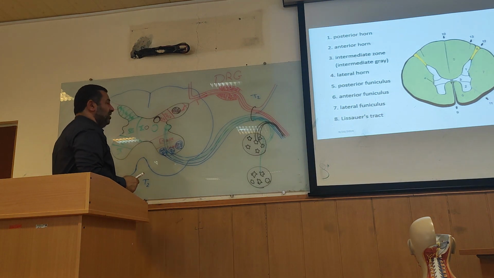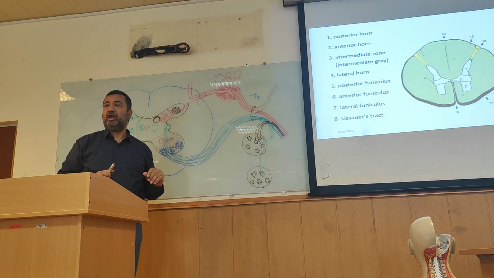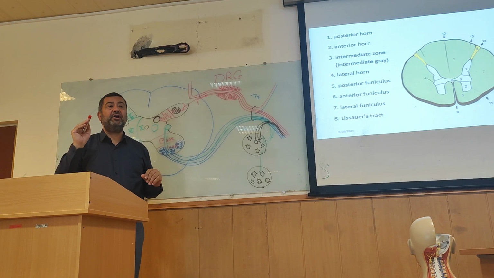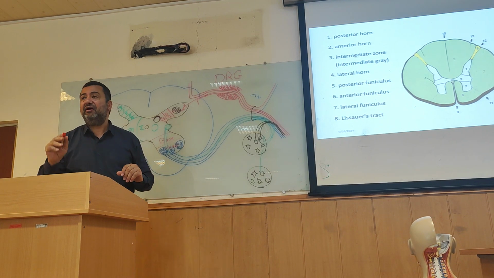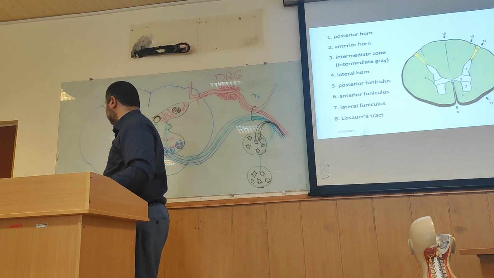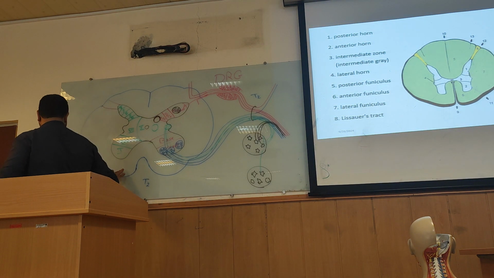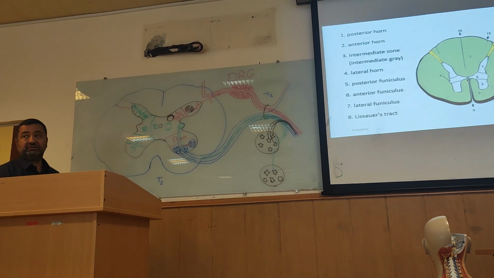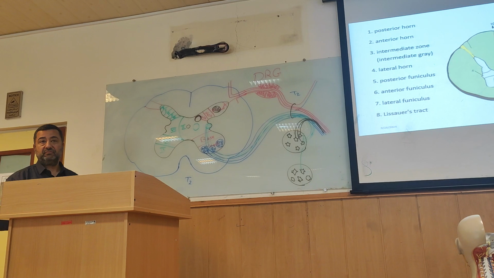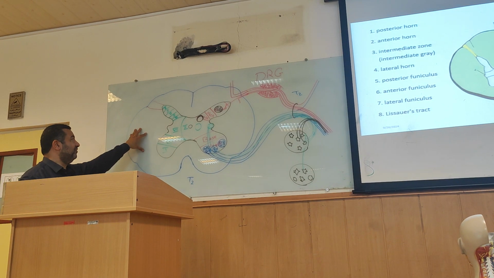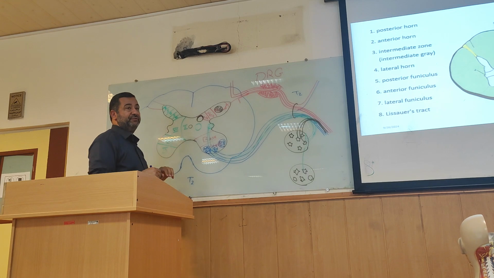On each side of the spinal cord, white matter of the spinal cord has 3 funiculi. Anterior funiculus is here. This is anterior funiculus. This is lateral funiculus. And this is posterior funiculus. Okay? Anterior funiculus, lateral funiculus, and posterior funiculus.